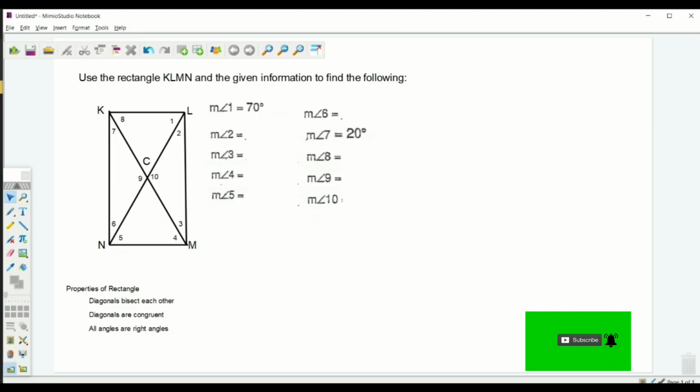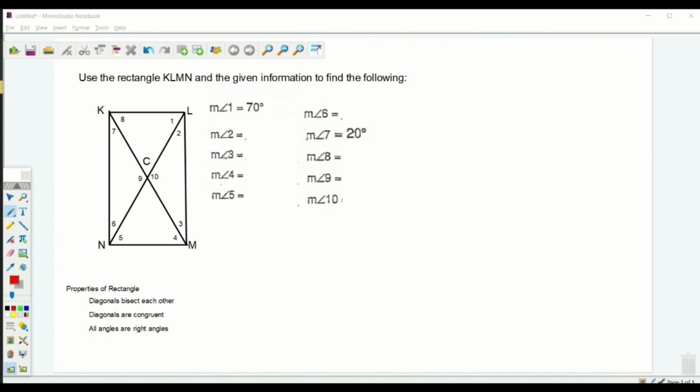Okay, so using the given rectangle KLMN and the given information, hanapin natin yung measure ng mga angles na nandito, which is angle 2, angle 3, angle 4, angle 5, angle 6, angle 8, angle 9, and angle 10. But para makuha natin yung mga yan, we're going to use these properties.